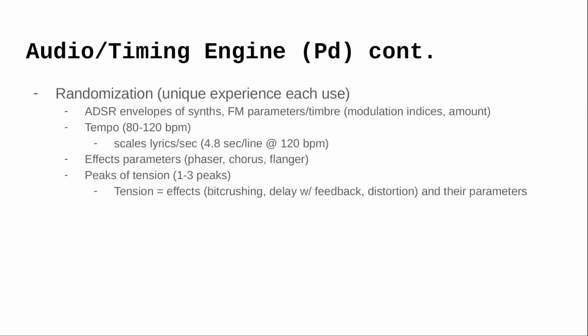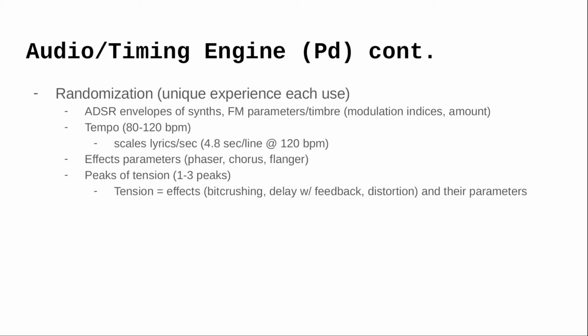Since I wanted every song performance to be unique, Pure Data does a bunch of randomization upon each song performance. These include ADSR envelopes for the synths, frequency modulation parameters for the melodic synths, which changes timbre. The tempo of playback is chosen randomly between 80 and 120 BPM. With a desired rate of 4.8 seconds per lyric line at 120 BPM, this rate is adjusted to the tempo chosen.